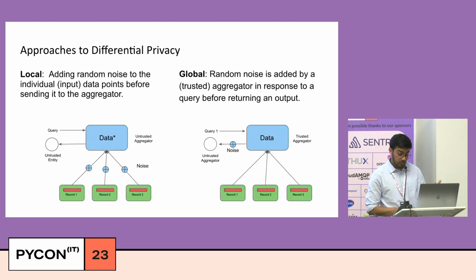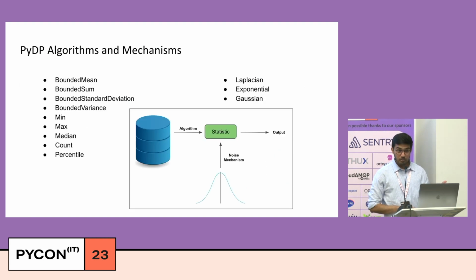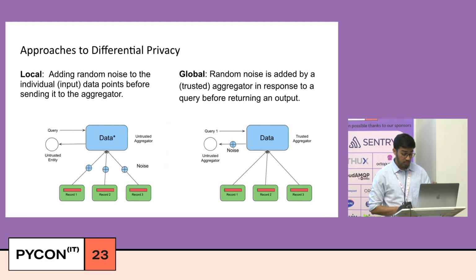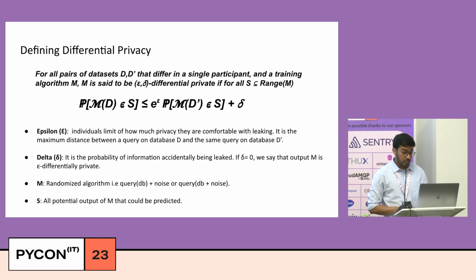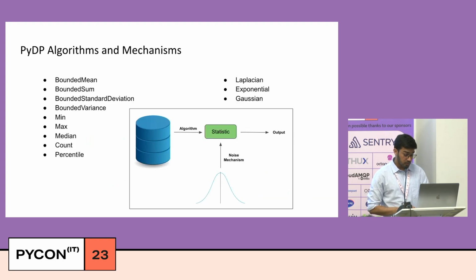So I just want to emphasize the fact that these are not random noises that we add on top of the data. These are very well mathematically formulated. So we can mathematically prove that if we add Laplacian noise or exponential noise or Gaussian noise, we can still abide by this definition that we have here. So these are all the 3 types of noise that we can add using PyDP.